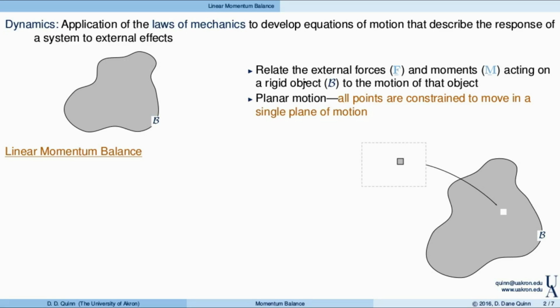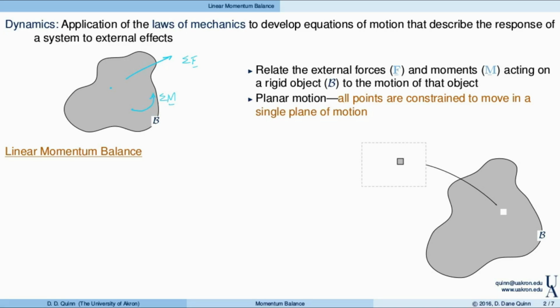So in particular, we want to take the external forces that exist on, say, an object B. We'll represent these by the sum of the forces, as well as the external moments, which we'll represent by a couple. These are the sum of the moments that act on this rigid object, and we talked about what it meant to be rigid in an earlier lecture, to help us describe the motion of that object.